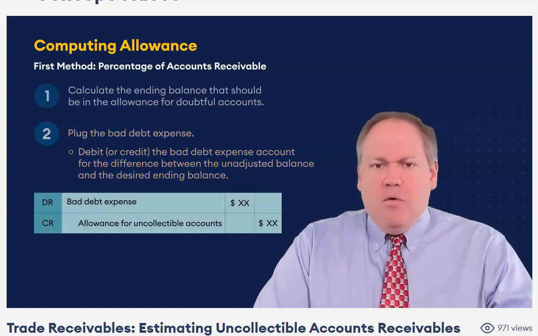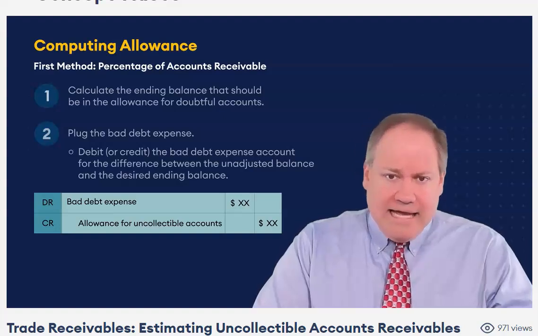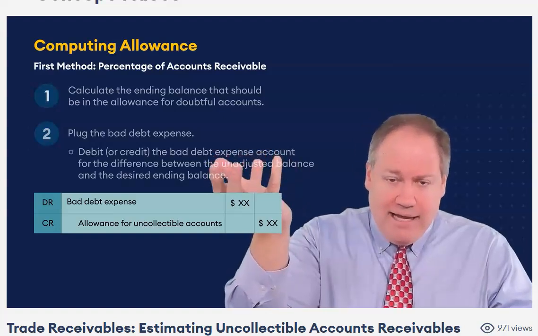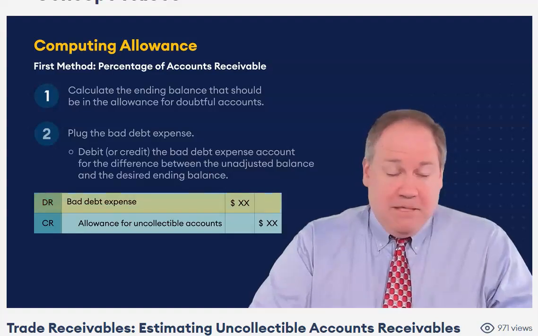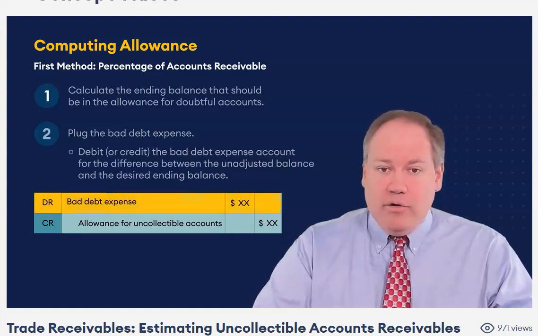Think of it as, well, the allowance is currently at X. We need it to be up here at Y. Therefore, what's the difference? The difference is bad debt expense. That's how much we're going to recognize.